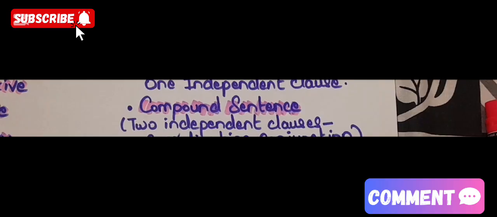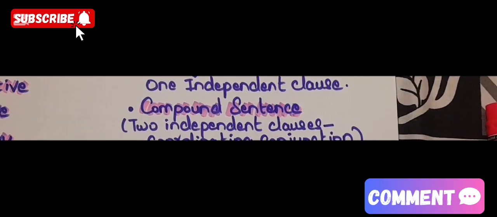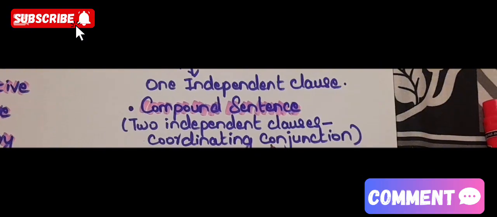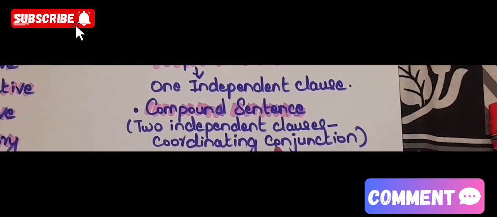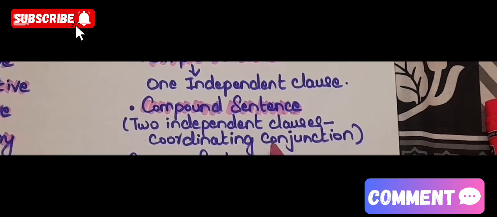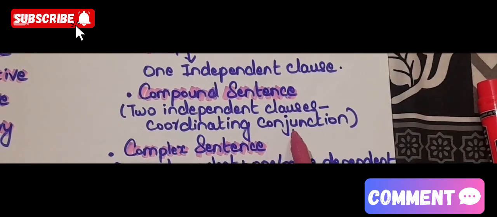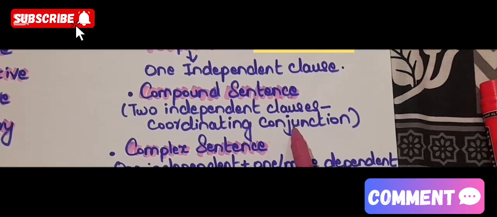The second type of sentence is compound, where we come across two independent clauses joined by a coordinating conjunction. Specifically, it's FANBOYS. Where F stands for for, A stands for and, N nor, B but, O or, Y yet, and S so. Now it has two complete thoughts joined together.